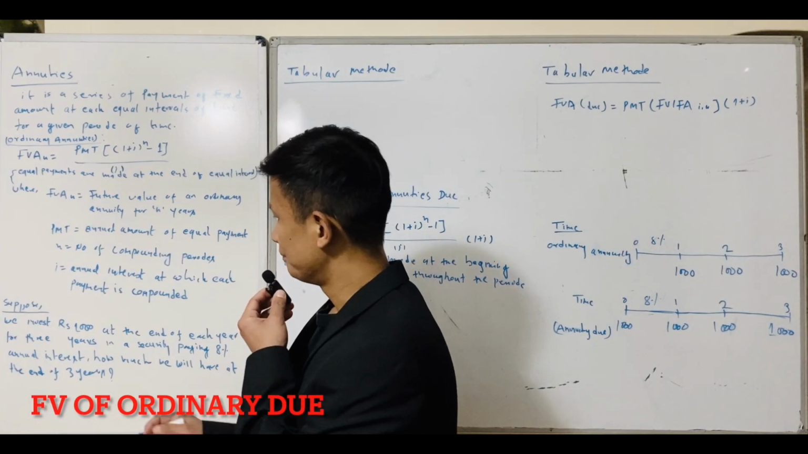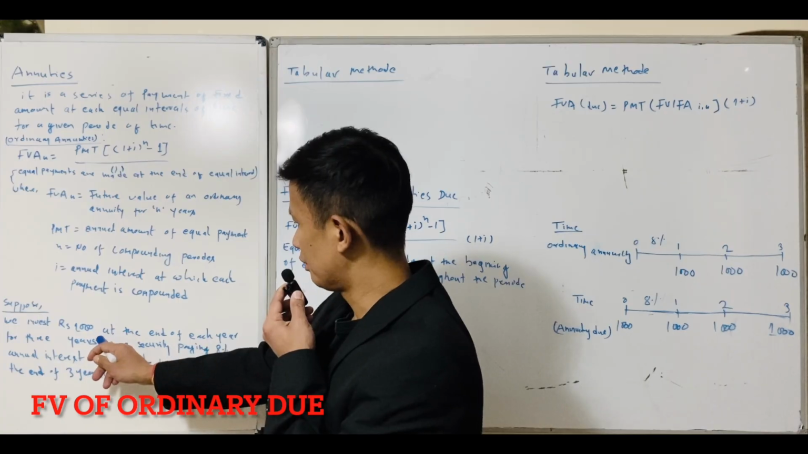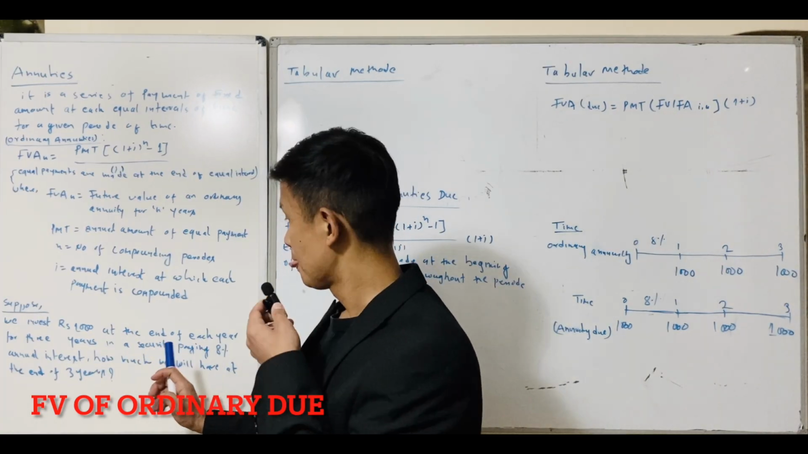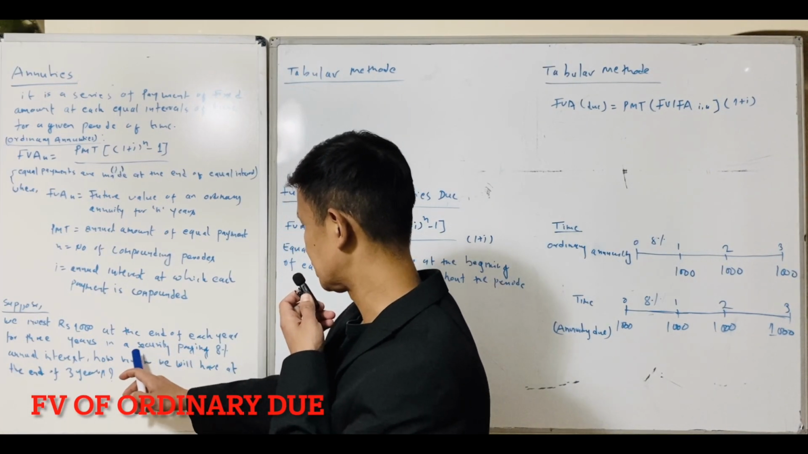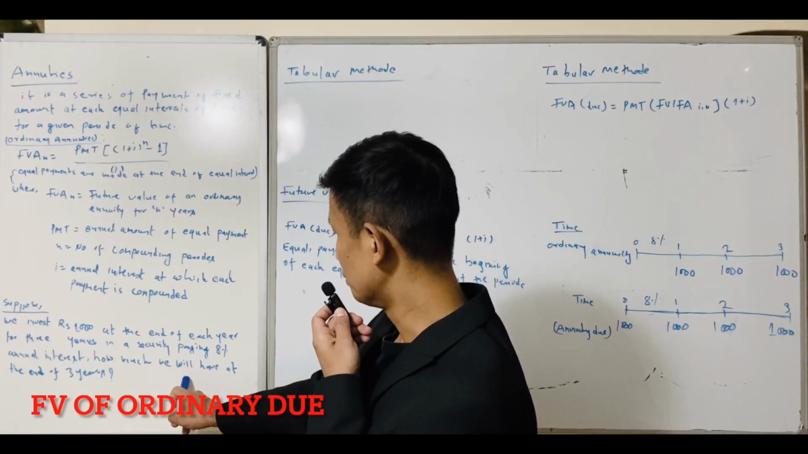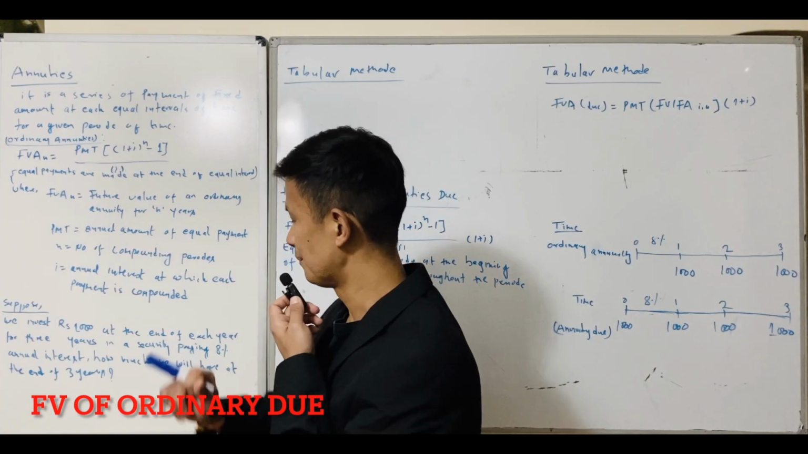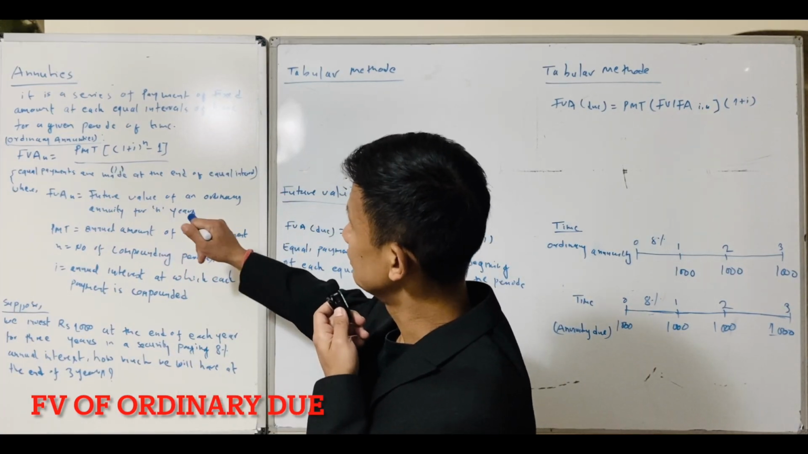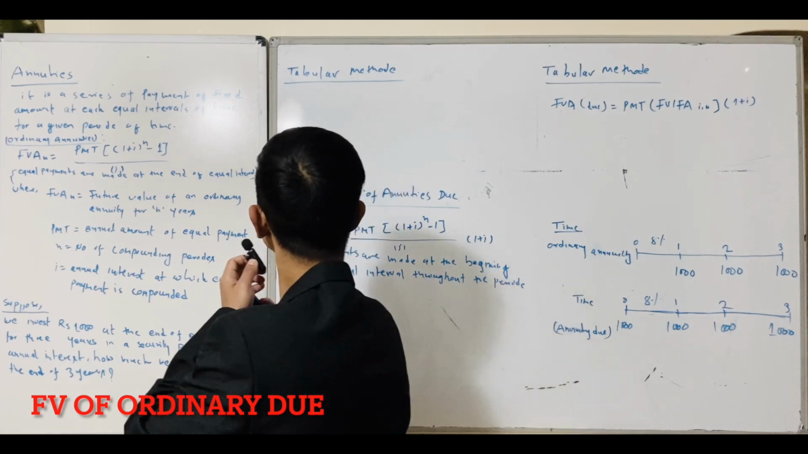Let's take one example. Suppose we invest rupees 1000 at the end of each year for 3 years in a security paying 8% annual interest. How much will he have at the end of the 3 years? So let's calculate from the ordinary annuities.